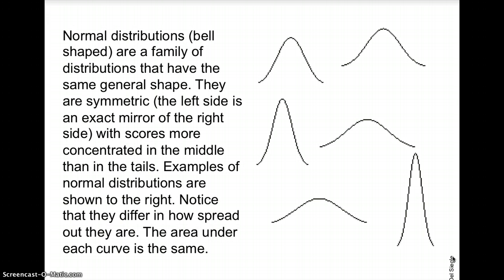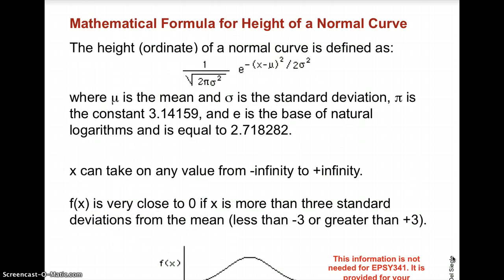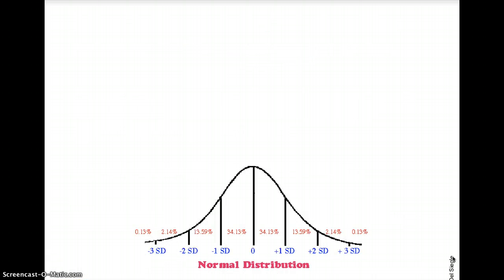There are a number of factors that can change the shape of your bell curve, mainly the width and height of the bell, and we'll discuss that in a little bit. That's a mathematical formula that you don't have to worry too much about.